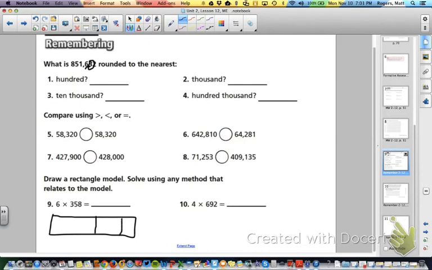So for instance, we would have 6, 300, 50, and 8. And don't forget your addition signs. Same thing for the other problem. And then within each area model, you would answer the question.